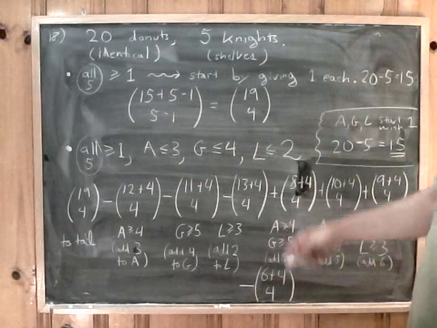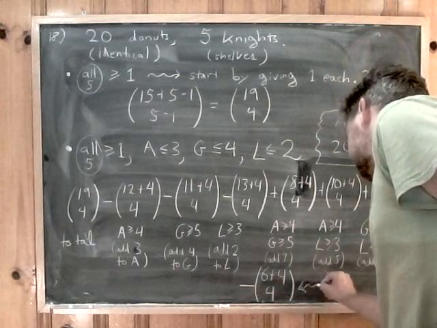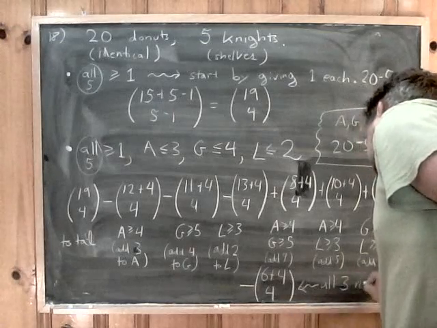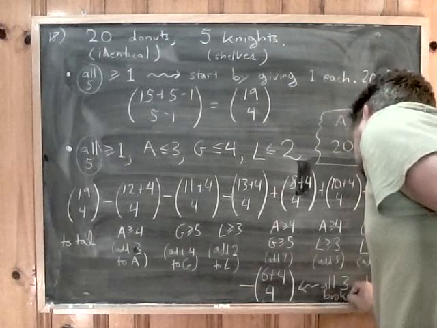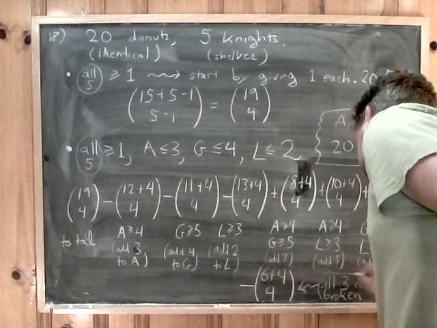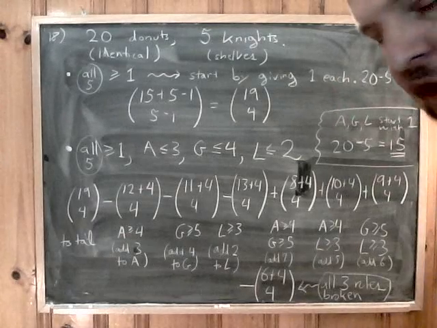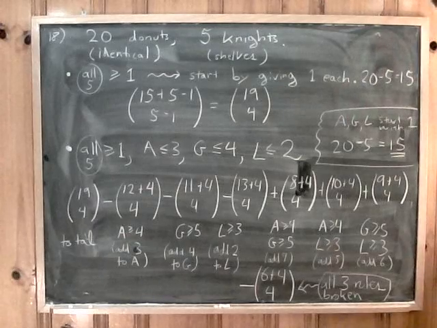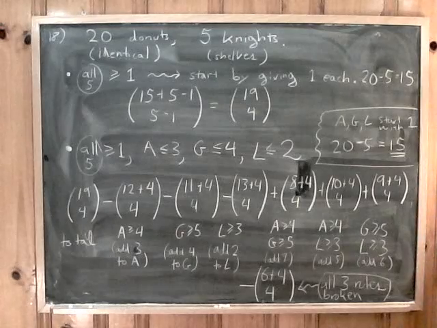So make sure you don't forget that last step. I'll put an arrow to it. All 3 rules broken. And that explains where I got the numbers in the answer. And again, I'll leave the calculator work for you. Mostly need to get those combinations correct to begin with.